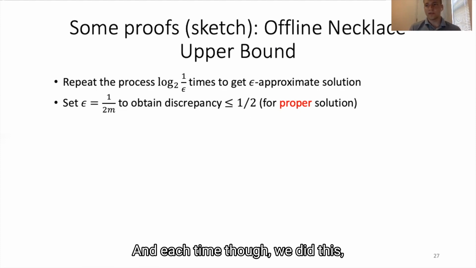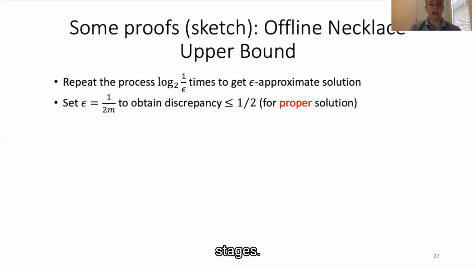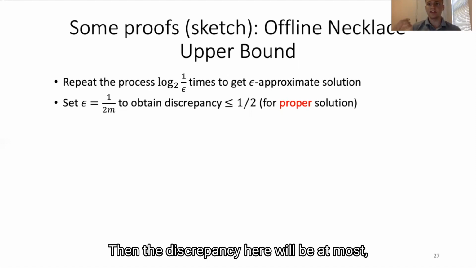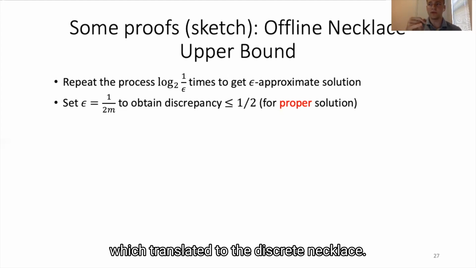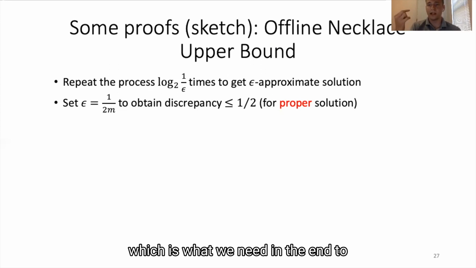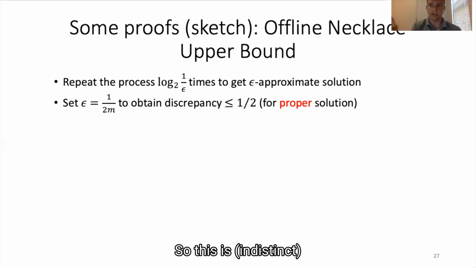And each time that we do this, we don't do more than n cuts. So the number of cuts would be in the end what we need, since we have log 2 of 1/epsilon stages. And it's clear that from this algorithm, if we set epsilon equal to 1/2m, where m is the maximum of mi, then the discrepancy here will be at most epsilon, which translated to the discrete necklace, would yield a discrepancy of at most 1/2, which is what we need in the end for us to be able to shift the coefficient so that we get a proper solution. So this ends our proof.